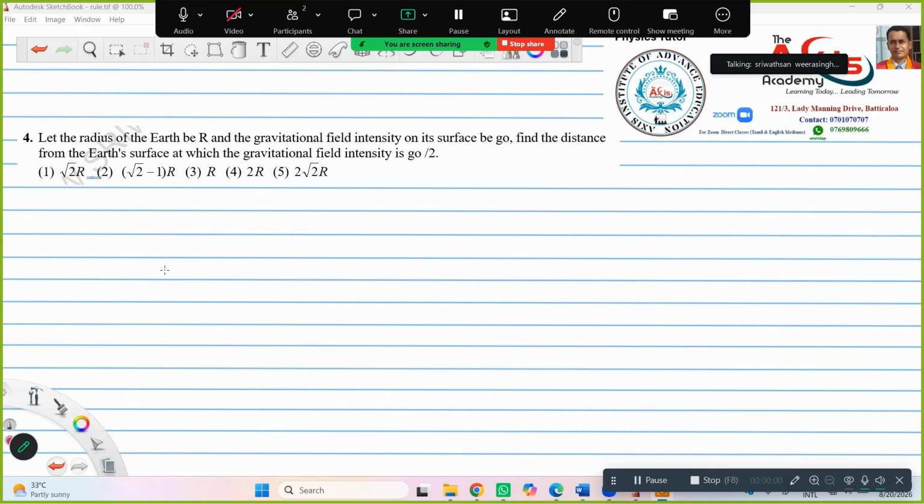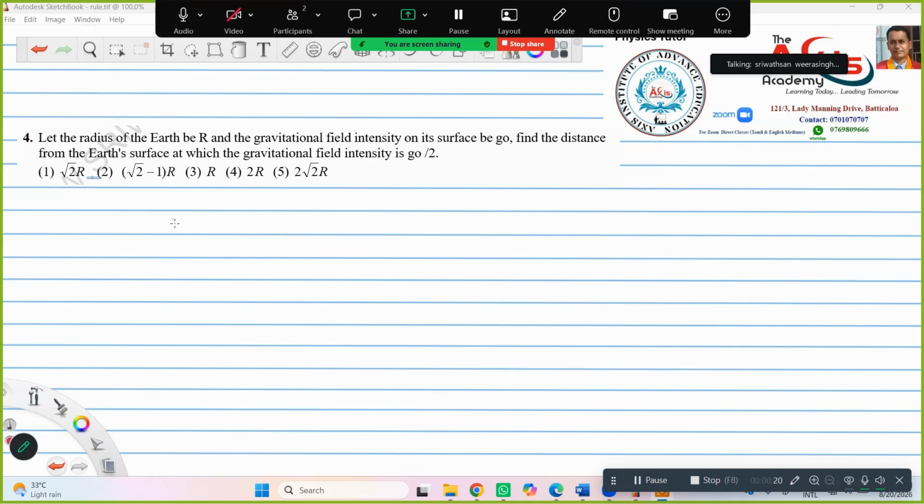Okay, question number 4. Let the radius of the Earth be R and the gravitational field strength on its surface be g naught. Find the distance from the Earth's surface at which the gravitational field intensity is g naught by 2.